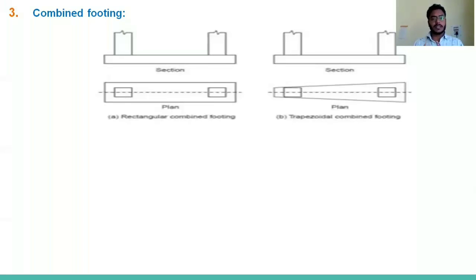Or in other cases, and that's very important, suppose one column is touching the property line. Touching the property line means the footing cannot be moved outward from the property line. So in that case, what do we do? We just increase the width on the side of the property line. The area will be increased and we can make the contact pressure equal throughout the base of the footing. So when one column is touching the property line, in that case also we can go for the trapezoidal combined footing.